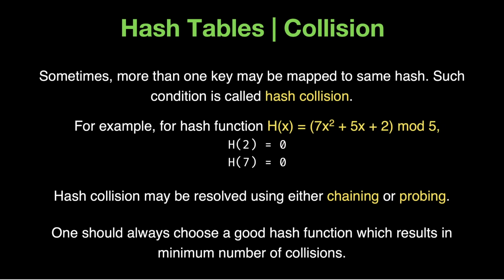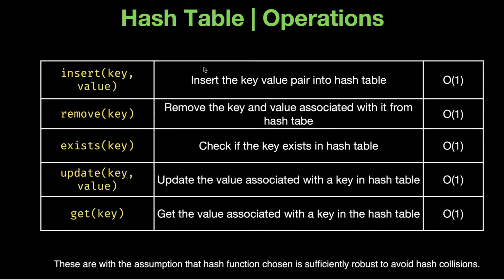You will be asked these questions in technical interviews. So if we see the operations in a hash table, the insert operation will take O(1) time. We already have seen that. Remove operation will also be O(1). Exists will be O(1). Exists tells us whether the key exists in the hash table or not. Update will be O(1), as well as get will be O(1). So these all will be O(1), but this is with the assumption that the hash function chosen is sufficiently robust to avoid hash collisions. If there is hash collision, then this will be O(n) in the worst case.